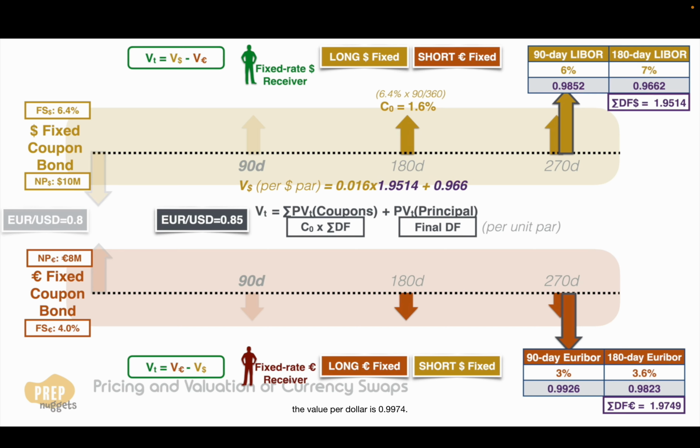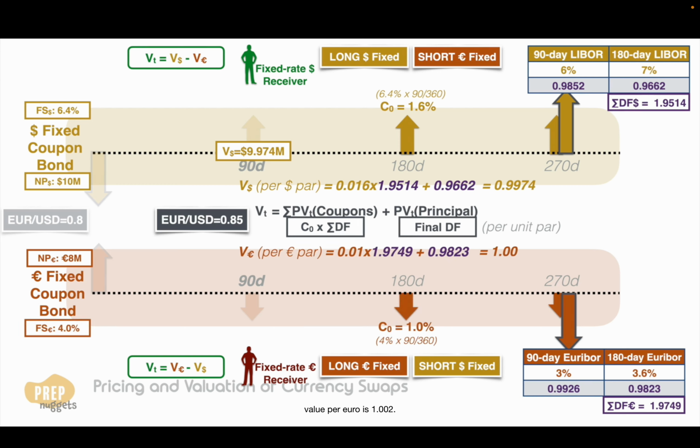So for the USD bond, we have earlier determined that the fixed coupon rate is 1.6%, so the value per dollar par is 0.9974. Based on a $10 million principal, the value of the bond at this point is $9.974 million. And for the euro bond, we have earlier determined the fixed coupon rate to be 1%, so the value per euro is 1.002. Based on €8 million principal, this works out to a value of €8.016 million.